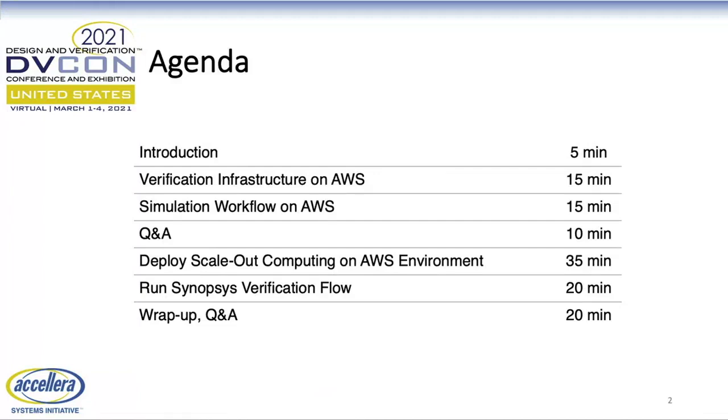solution on AWS. We call it Scale Out Computing on AWS. That sets up an environment that's familiar for EDA workloads. And then we'll run Synopsys verification flow within that solution. And then after that, we'll have a wrap up and Q&A again.